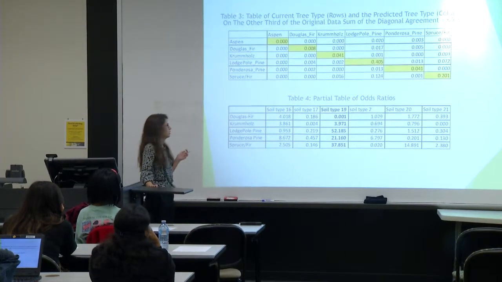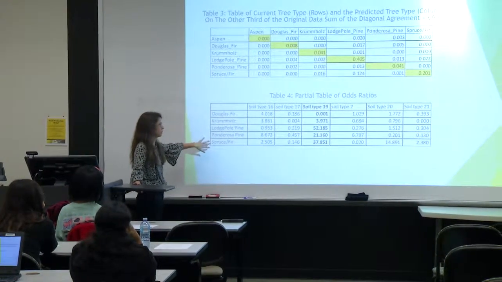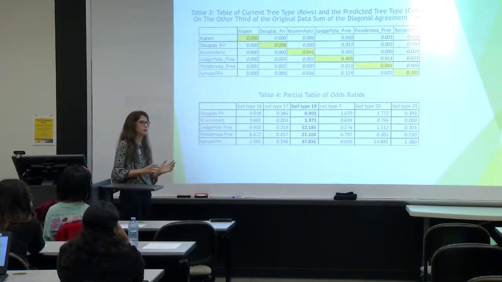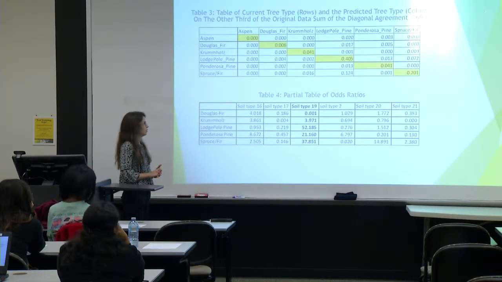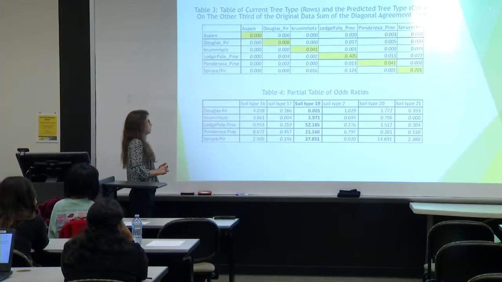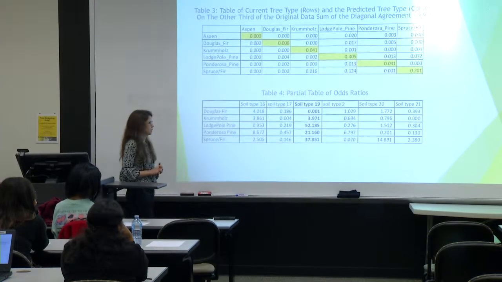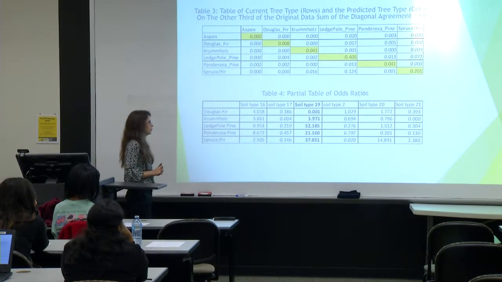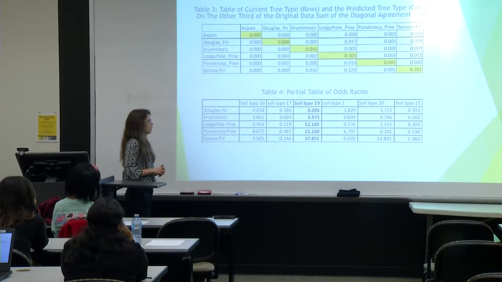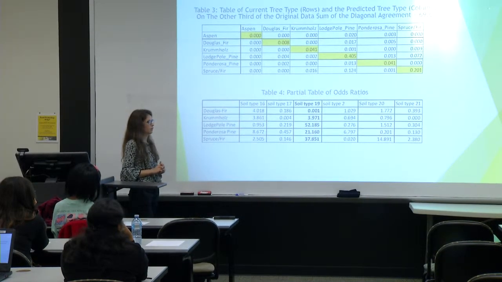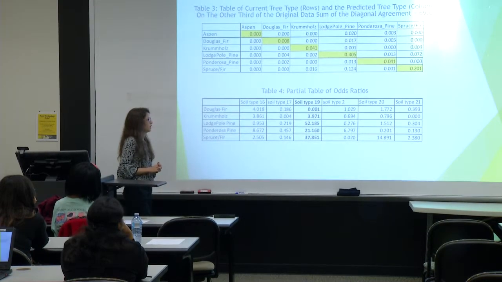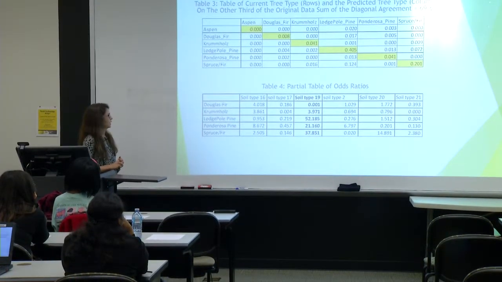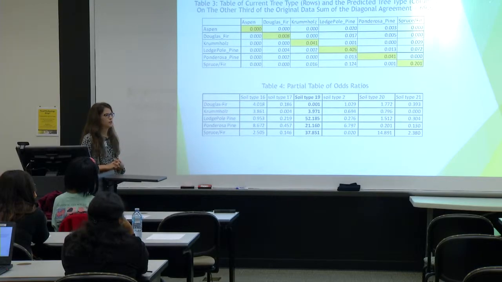And here's the odds ratio table down here, and I'm going to interpret one of these for you. The odds of lodgepole pine in soil type 19 relative to aspen is 52.185 times that of lodgepole pine relative to aspen in soil type 10, because remember aspen and 10 are the base.